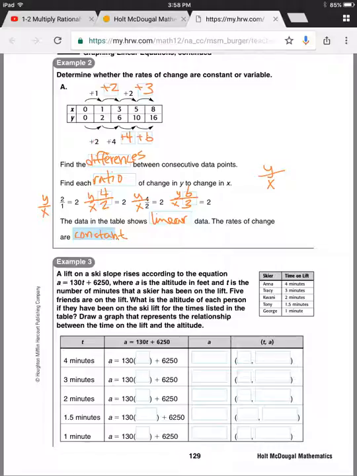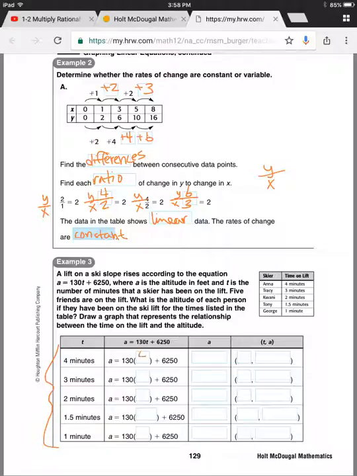So on this one, your A is your Y, your T is your X. Okay, so they give you X values because X is the independent variable, which means we can put anything in for X, or in this case T, and you evaluate to find your A or your Y. Okay, so you're going to put these values in.